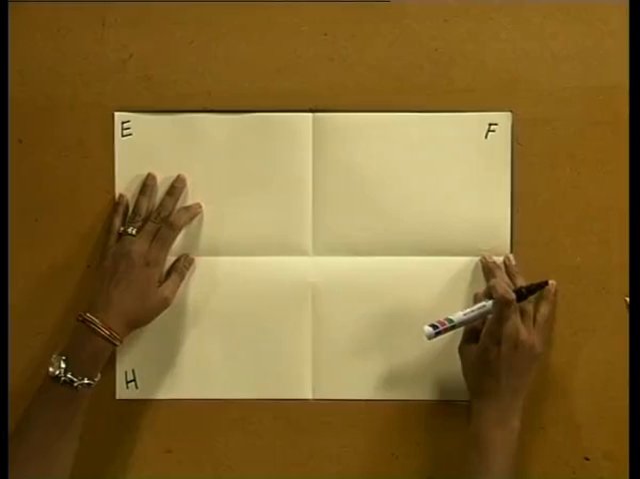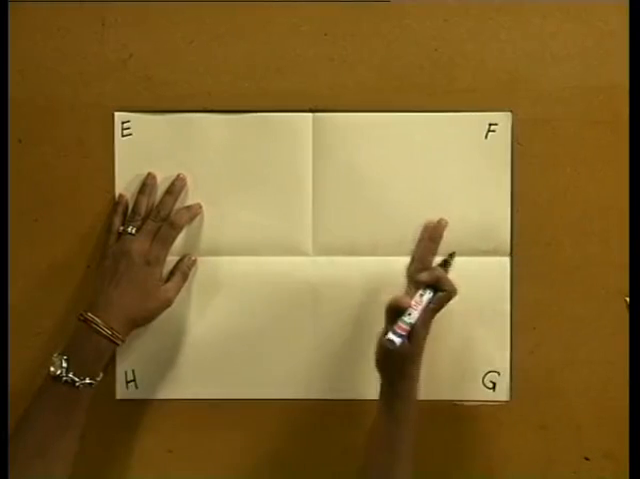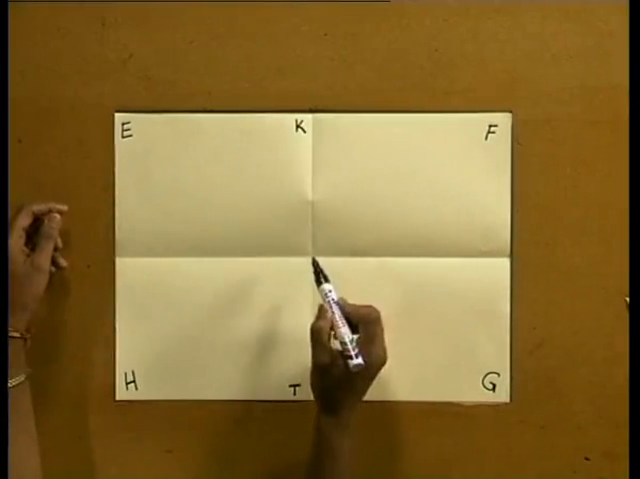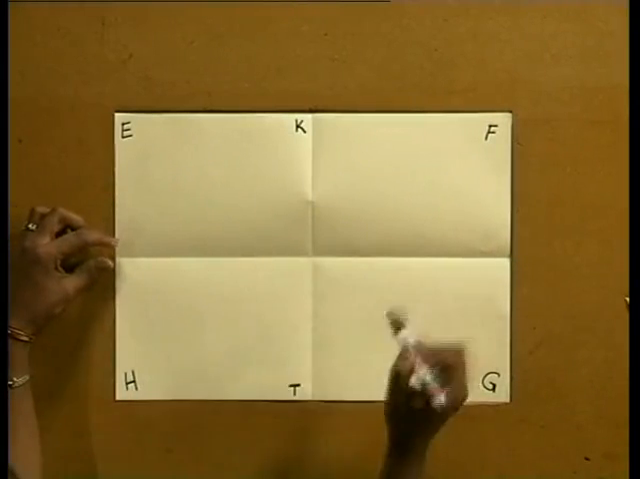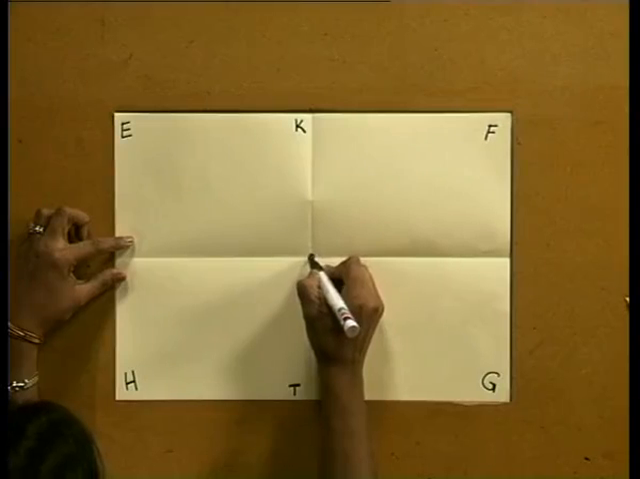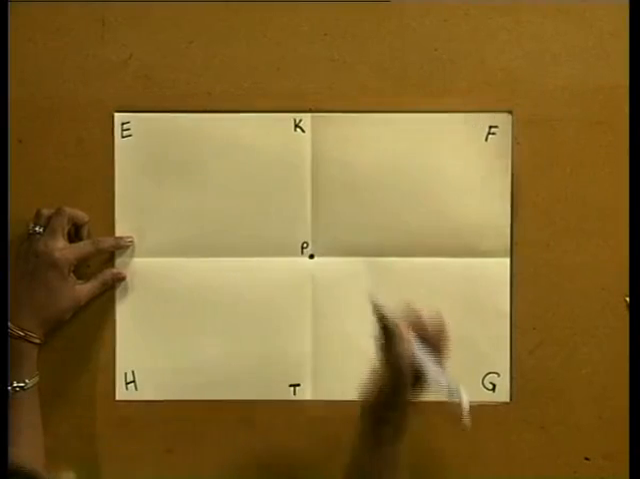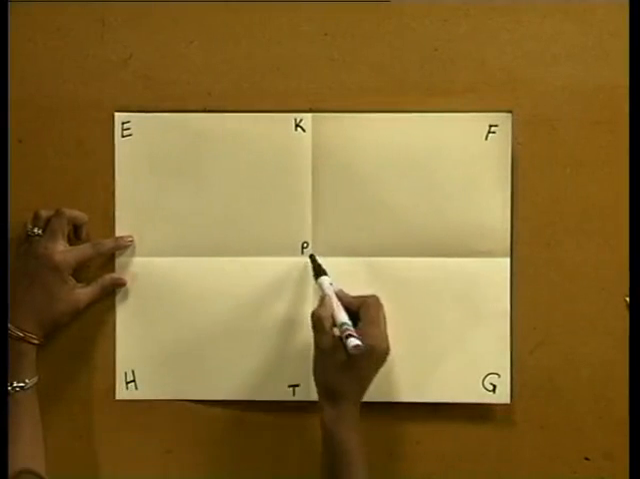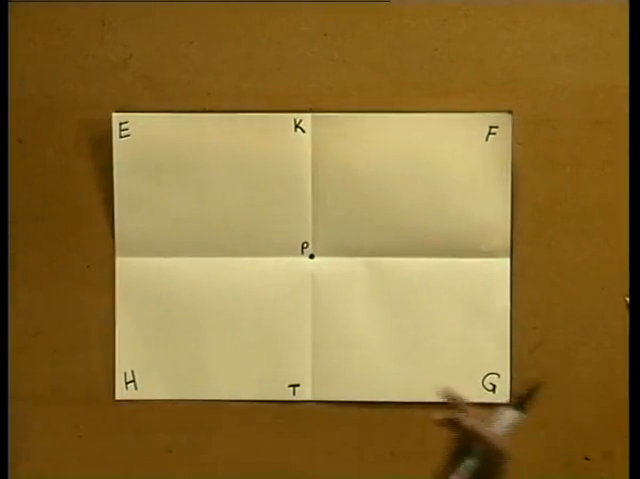Remember that a symmetry line is a line that divides the figure into two equal parts. We mark off the symmetry line or the midpoint of both these symmetry lines here, and we mark it as point P. We will now join P to point H and P to G using our ruler.